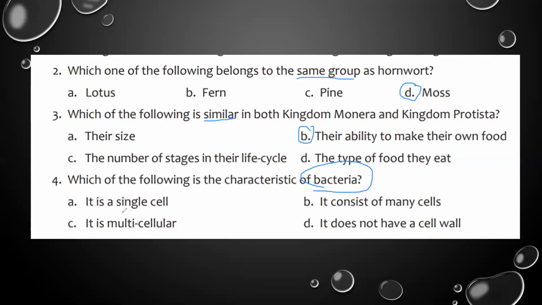A, it is single cell. B, it consists of many cells. Letter C, it is multicellular. Letter D, it does not have a cell wall. What is your answer? The answer is, it is a single cell. So please encircle your answer in your book. Okay, so let's erase this. Let's go to the next page.